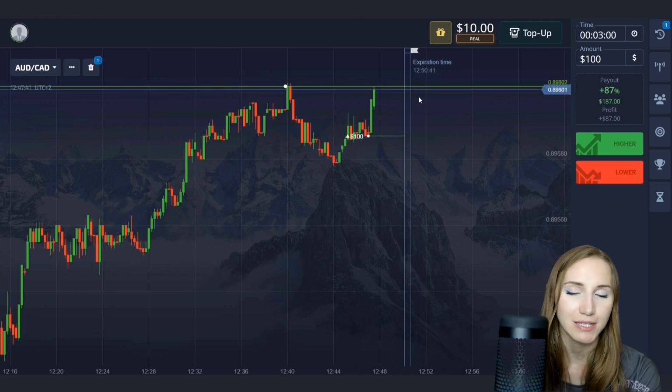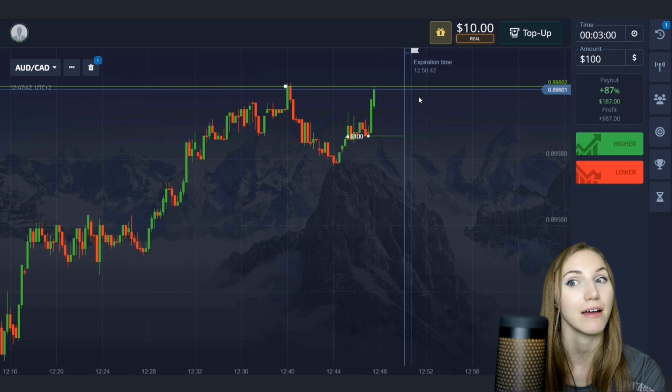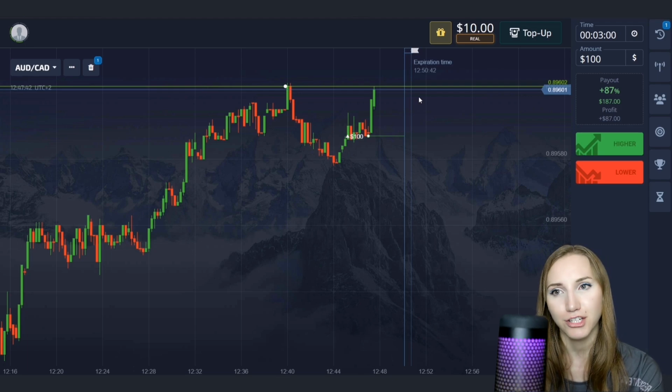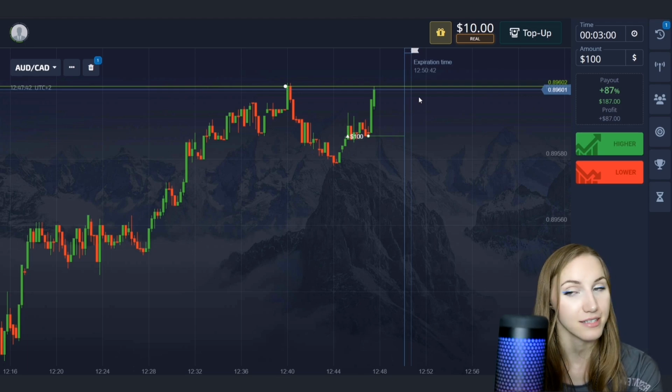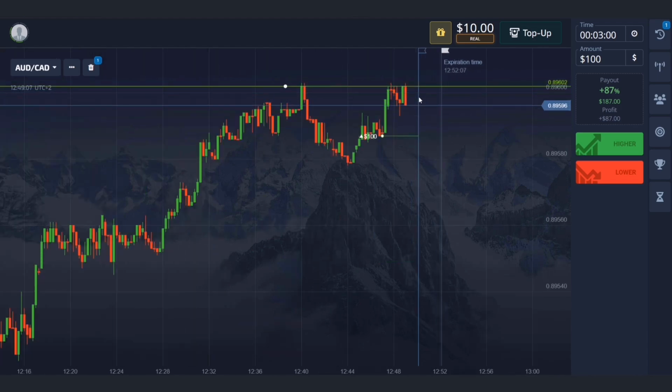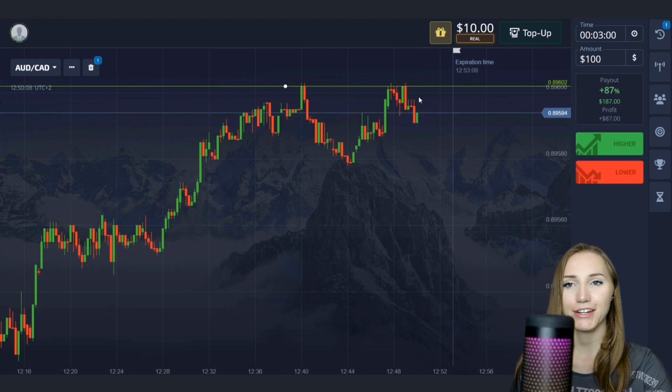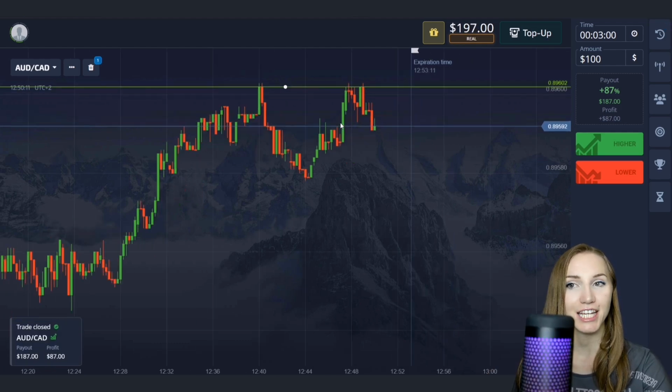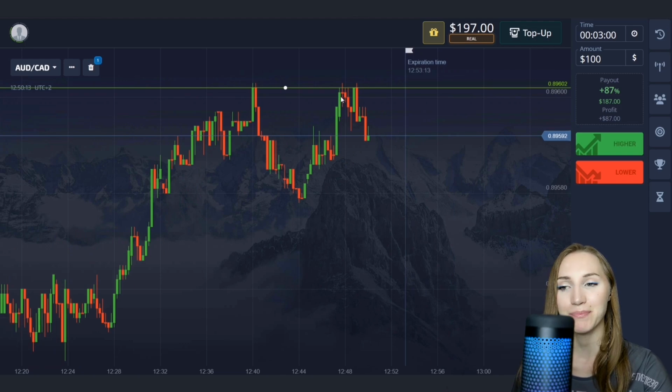I usually open my trades from 1 to 3 minutes, of course, after having analyzed my chart on 15 seconds candlestick. So guys, it is very good, and as you can see the price really moved to the level. We got the profit here.